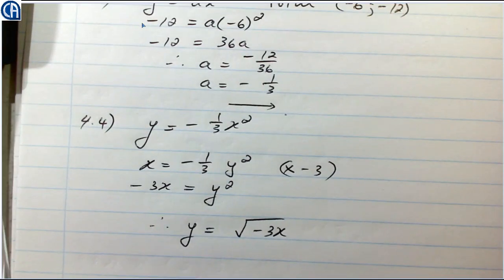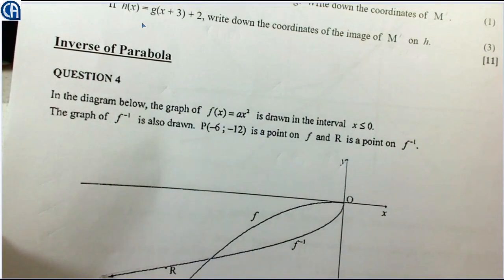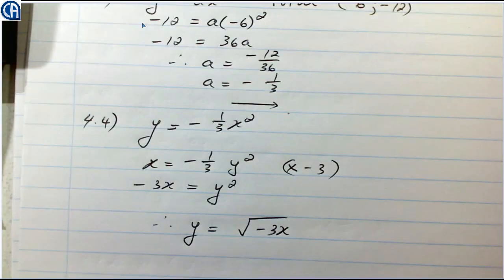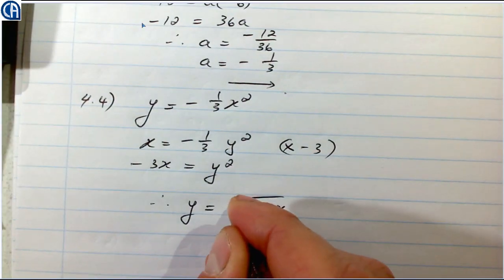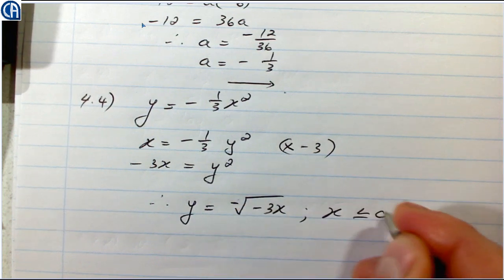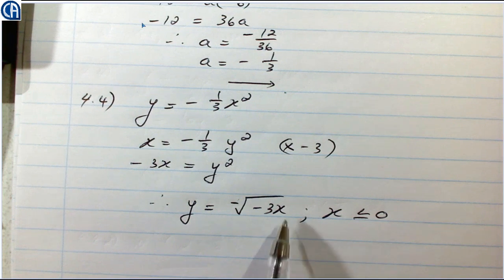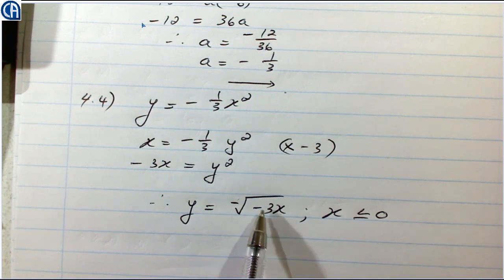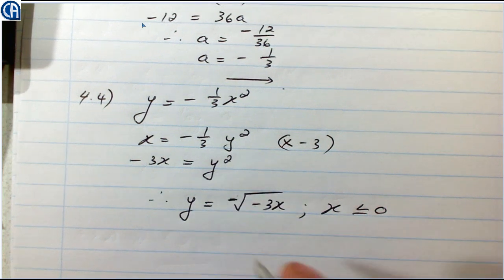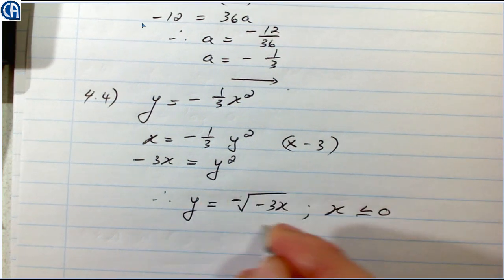Right, now, but we're only looking at the negative side of the graph. We're not looking at the positive side as well. So therefore, instead of having plus minus there, it would be minus. And then the restriction there, x has got to be smaller than or equal to 0. Because if x is negative, then minus a negative times a negative is a positive, which makes that graph exist.